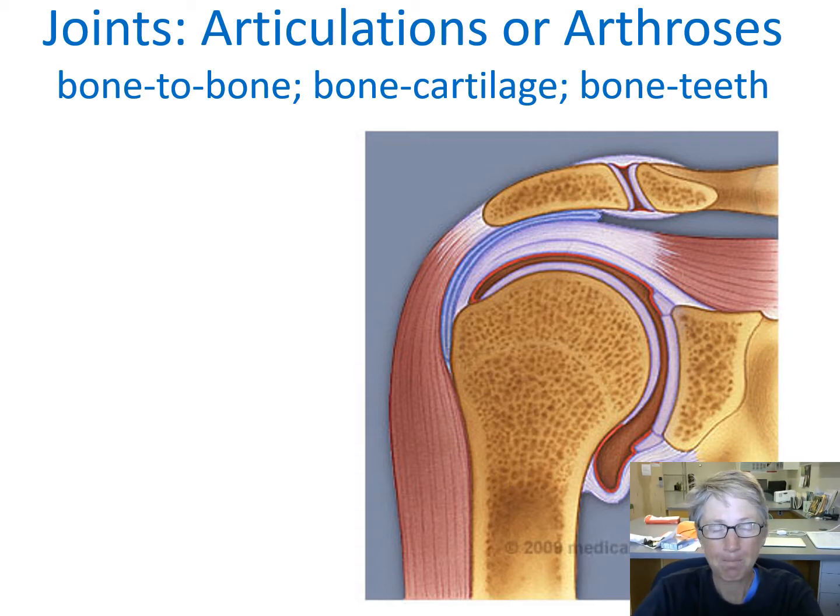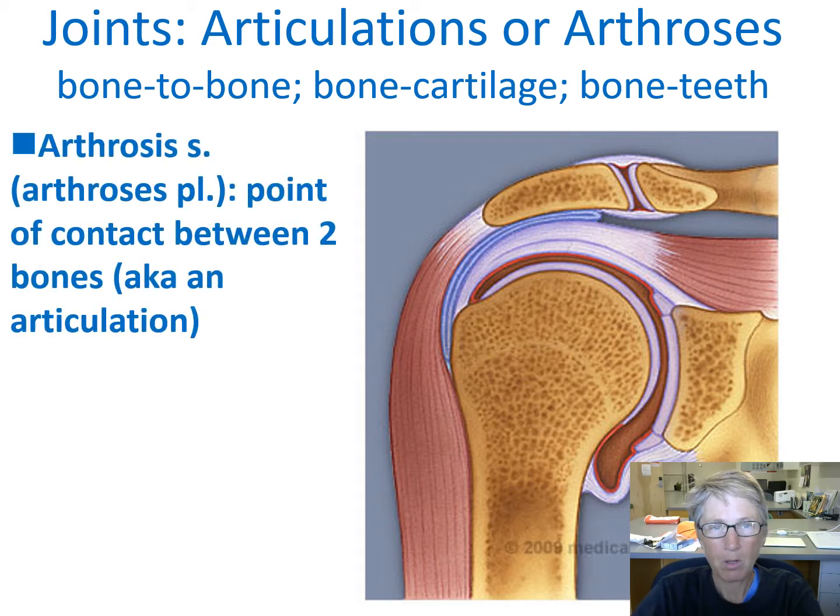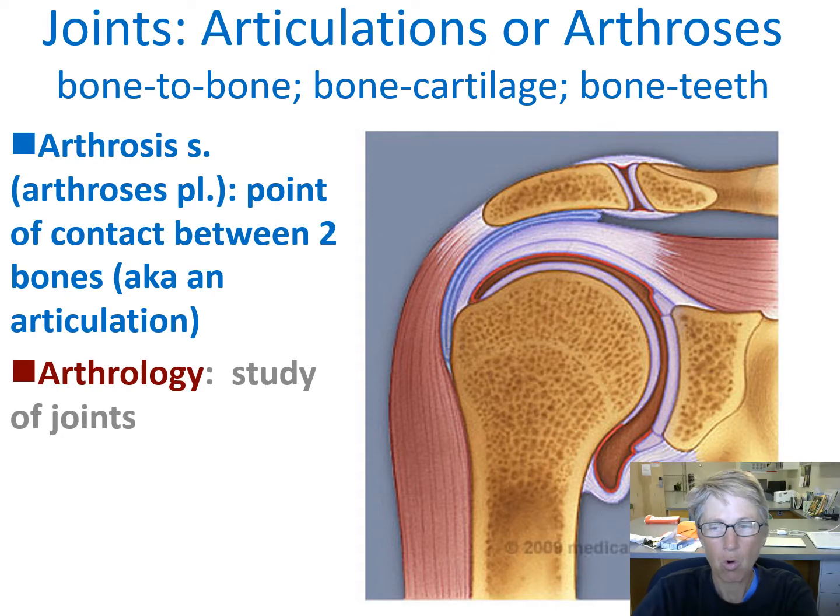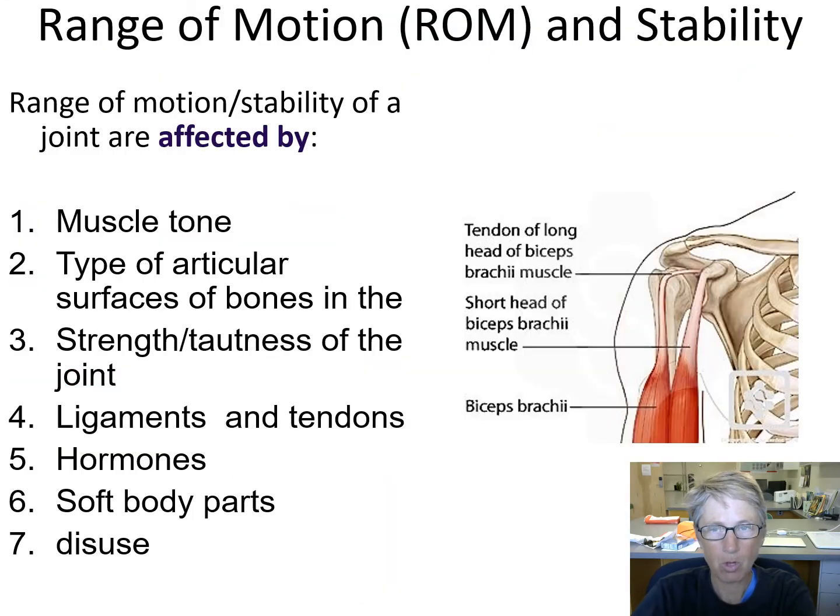So we'll be looking in this lecture at ROM, or range of motion, and stability of a joint. The range of motion and the stability of a joint are affected by 7 different things.